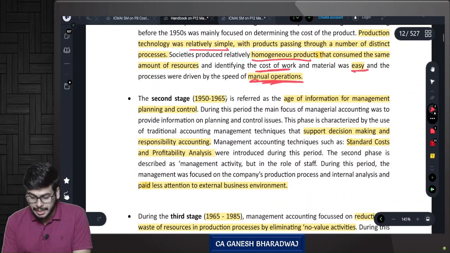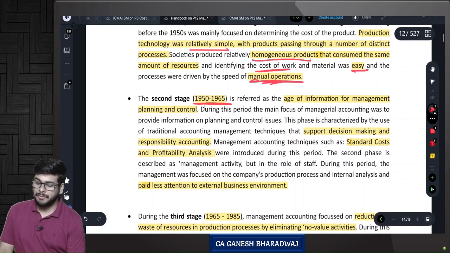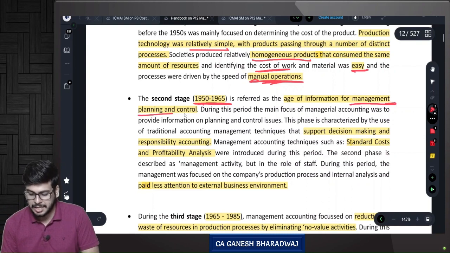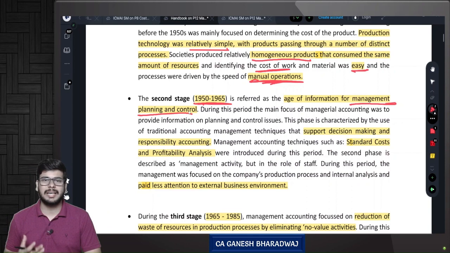Now, between 1950 and 1965, for the next 15 years, this is referred to as the age of information for management planning and control. They slowly started realizing that just cost calculation and financial control is not relevant. You need to prepare some information for management planning and control. That is very much important.